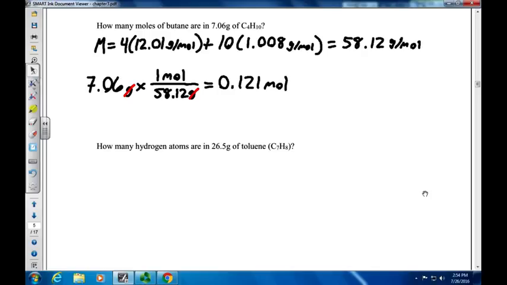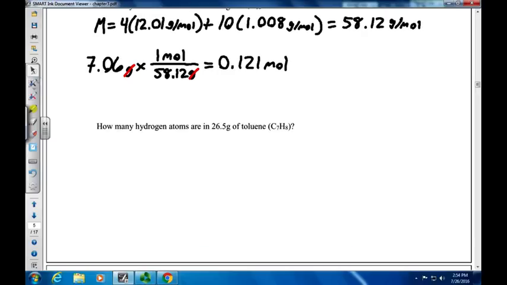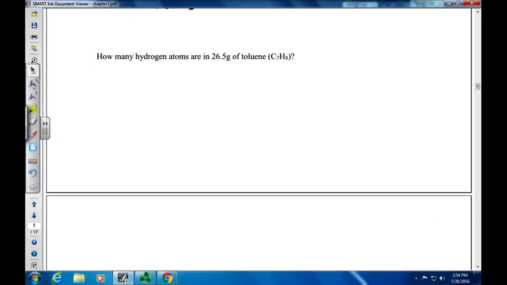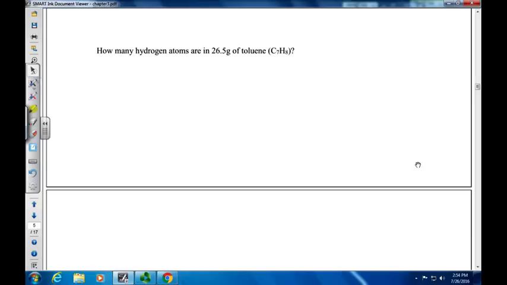The next problem, and the final problem in this set, asks how many hydrogen atoms are there in 26.5 grams of toluene, and the chemical formula for toluene is given as C7H8. So again, I'm going to presume that you already know what the molar mass of hydrogen and carbon are, because we've researched it in our periodic table. So from here, we're just going to calculate the molecular mass of toluene to start out.